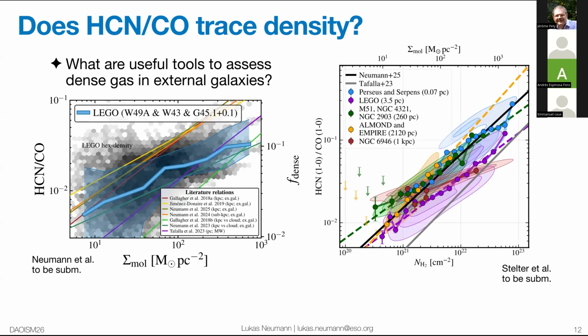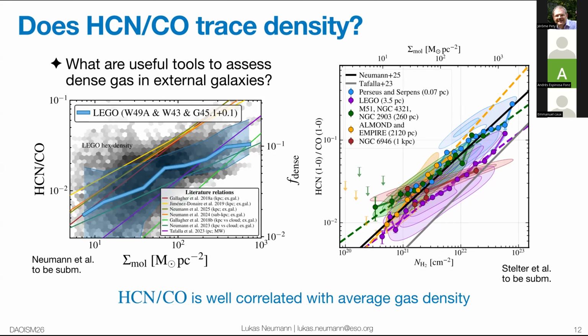And a student that I have supervised in Bonn, Sabrina Stäfer, looked at this also in the context of several other studies and found a relatively consistent trend across all of these studies, with some smaller offsets between them, which could also be caused by different methods of inferring the H2 column density. But in any case, we always find an increasing trend, which makes us believe that this ratio is a powerful tool to trace gas density from sub-parsec to kiloparsec scales.